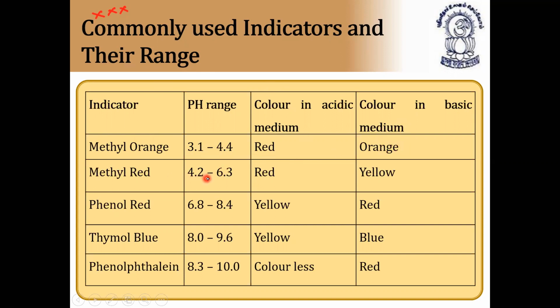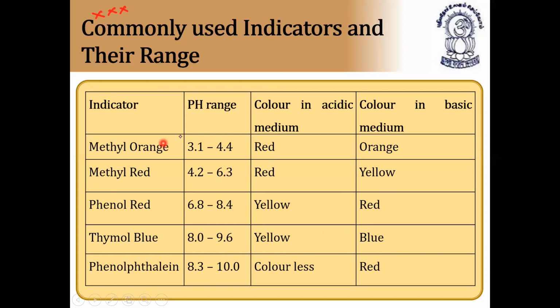And methyl red, with a pH range from 4.2 to 6.3, shows red color in acidic medium and yellow color in basic medium. Phenol red is another type of indicator, along with methyl orange, methyl red, thymol blue and phenolphthalein. Phenol red has a range of 6.8 to 8.4. It is yellow in acidic medium and red in basic medium. Thymol blue has a range of 8.0 to 9.6. It is yellow in acidic medium and blue in basic medium. Similarly, phenolphthalein has a pH range of 8.3 to 10. It is colorless in acidic medium, and in basic medium it changes to red color.